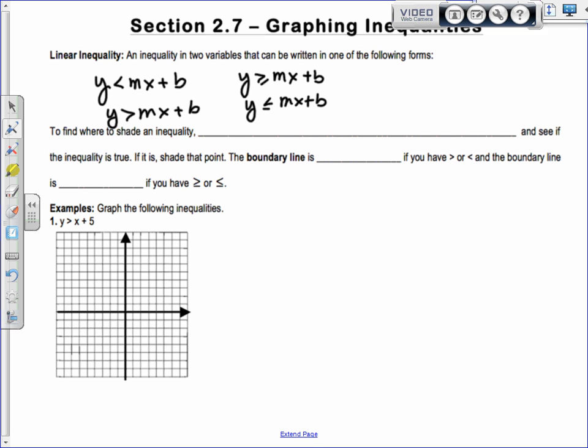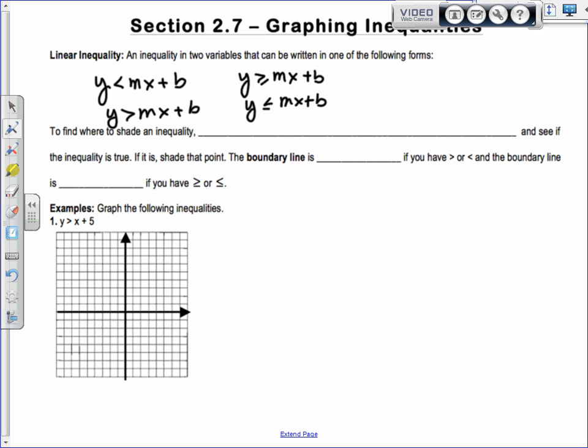To find where to shade the inequality, once you draw what I call the boundary line, you have to decide if you're going to shade above or below it. To decide that, we usually pick a point that's not on the line. When you've done this before, what's the point you always picked if it wasn't on the line? 0, 0, right? You pick the origin. That's usually the best point.